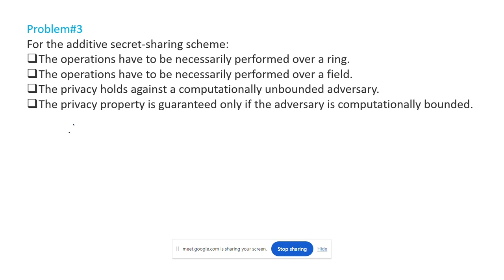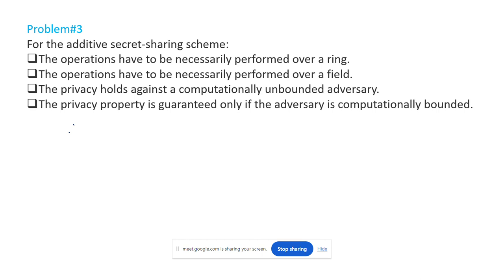Only the addition operation should have properties like identity element, closure, additive inverse, and so on, right? A ring and a field need another operation also, say multiplication. In the case of additive secret sharing, since we just need one single addition operation, an additive group is sufficient. So the first two options are not correct because they say that it necessarily needs to be performed over a ring or over a field.